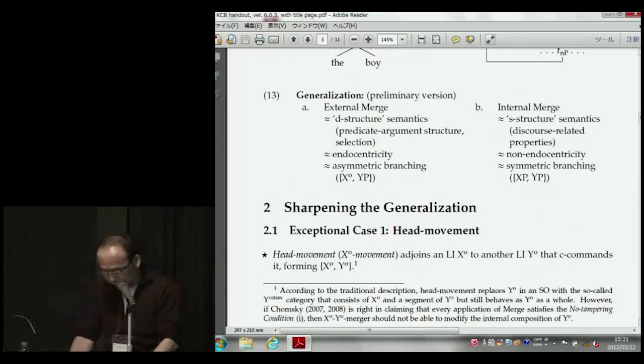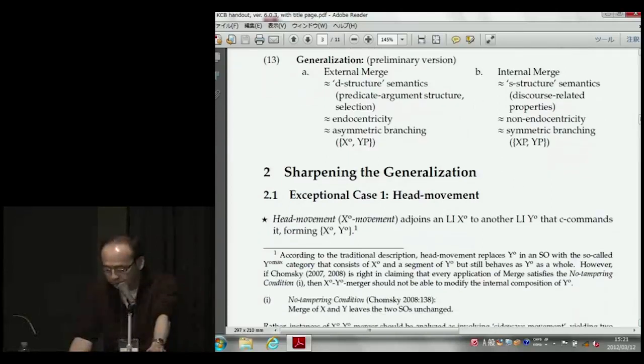Now, these 4 observations point to an interesting generalization concerning merge and its effect on the syntax-semantics interface. As shown in 13, we reviewed 4 conceptual dimensions: external versus internal merge, asymmetric versus symmetric branching, D-structure versus S-structure semantics, and endocentric versus non-endocentric interpretations. It seems that these 4 dichotomies closely correlate with one another. Thus, external merge typically results in asymmetric X0-YP branching and endocentric D-structure semantics, whereas internal merge results in symmetric XP-YP branching and non-endocentric S-structure semantics.